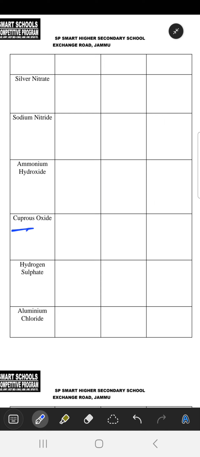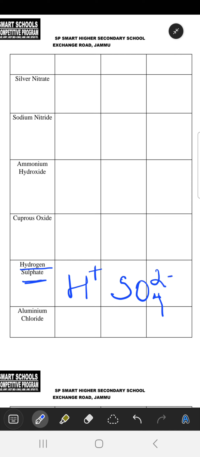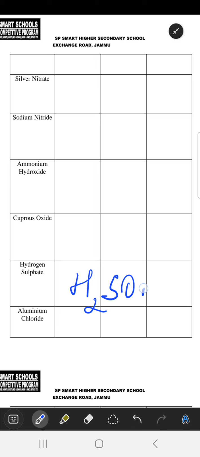Next we have cuprous oxide. For the cuprous we have Cu positive, and for the oxide we have O2 negative. Combining these two, what we get is Cu2O, which is called cuprous oxide. Next is hydrogen sulfate. For the hydrogen we have H positive ion, and for the sulfate we have SO4 2 negative ion. Combining these two, what we get is H2SO4, which is called hydrogen sulfate.